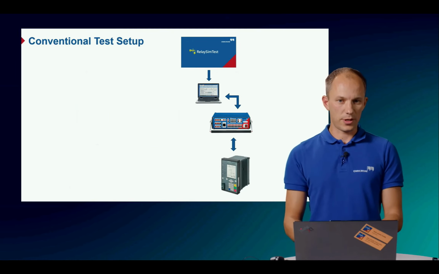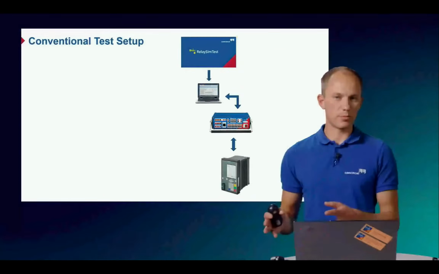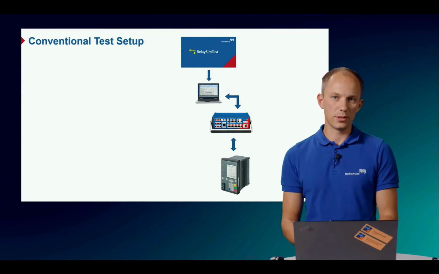Yeah, how does it work? The overall test setup. First of all, I think that's clear. You need a PC where RelaySimTest is running. And then the PC is connected to our test set, like in this case, a CMC 356. And the CMC is wired to the physical protection device, in that case, a Siemens distance protection device. And it must not be just one device. With RelaySimTest, we could also test with multiple CMCs and also test multiple protection devices at once.